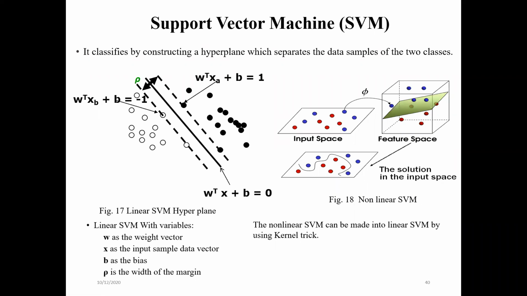As I said, support vector machine handles non-linearly separable data. It classifies by constructing a hyperplane which separates the data samples of the two classes. As you observe here, the non-linear SVM can be made into a linear SVM by using the kernel trick. For the linear SVM, W is a weight vector, X is the input sample data vector, W transpose X plus B, where B is the bias, and rho is the width of the margin. So that was shown here.